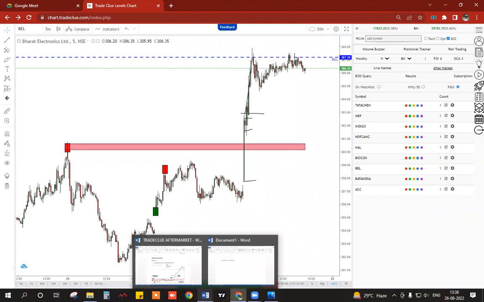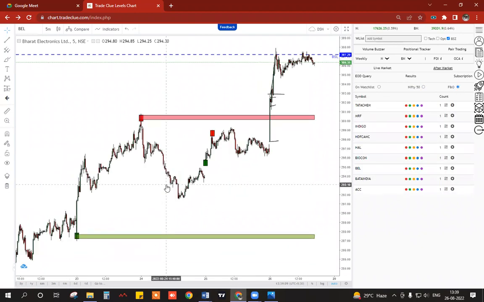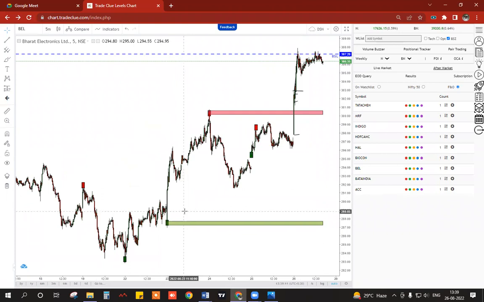So before the market, or in the evening, I'll check my after market analysis. I will tick mark the breakout and momentum queries. I will see what all stocks have come. Now see why this many stocks have come: range bound markets were there in most of the stocks. That's why there are some days where fewer range bound stocks are there and more trending stocks are there. So that time this list won't be that big.